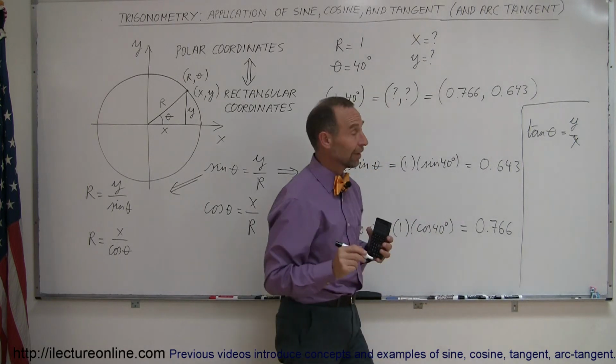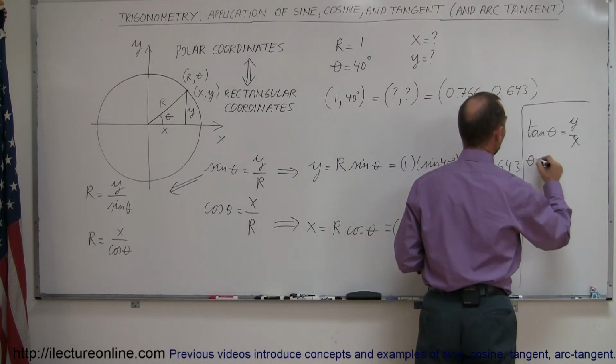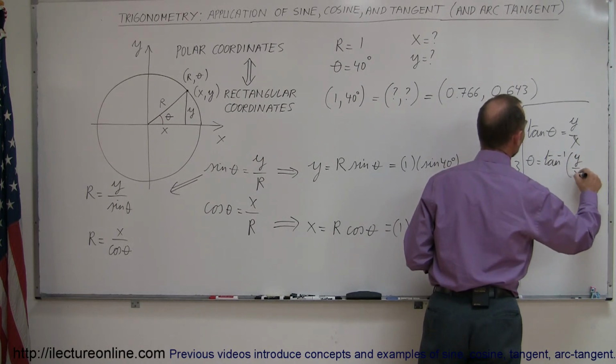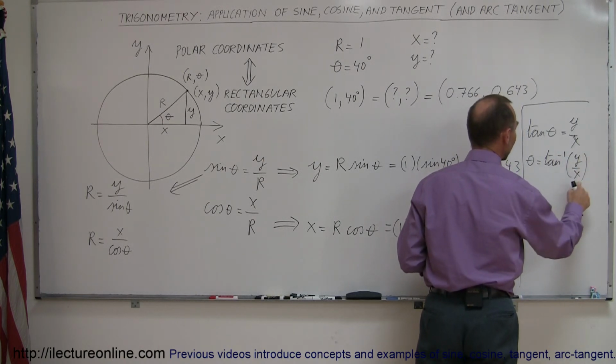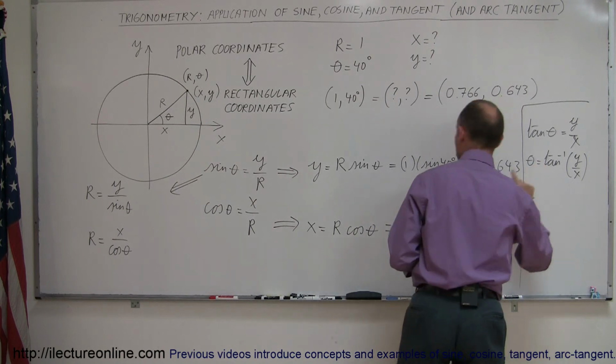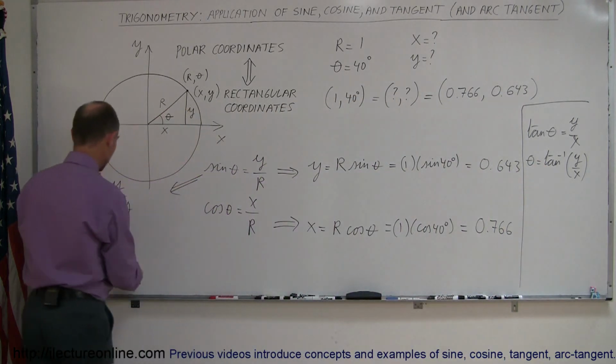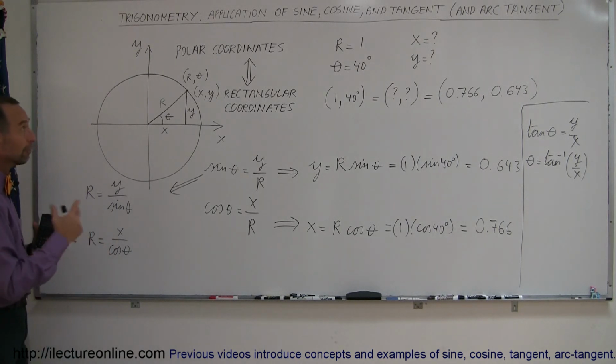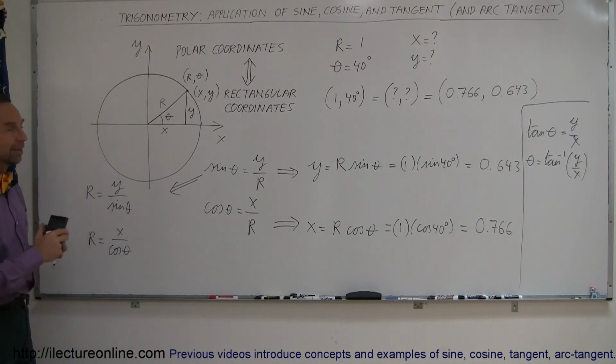And then, of course, if we want to find the angle, theta is equal to the arctangent, or inverse tangent, of y over x. So first you plug in your y and your x value of the Cartesian coordinate system. You find the angle. You can plug that in here. And then by knowing y and x, you can also find r. And that's how we convert back and forth between the polar and the rectangular coordinate system.